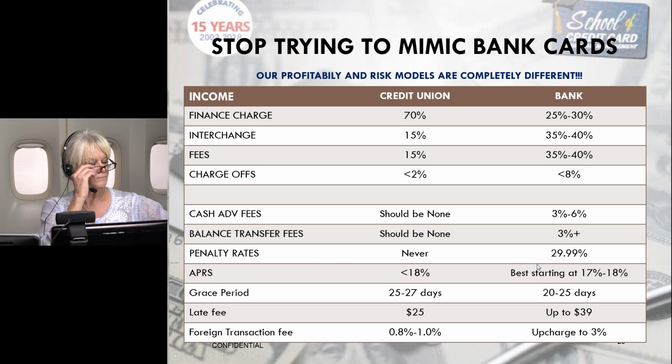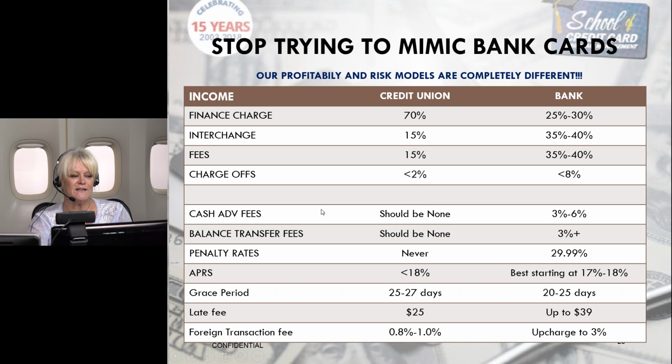All right. Stop trying to mimic the bank cards. And these are some key statistics when I mentioned our profitability models are different. And I'm just drilling this into your head. 70% finance charge, 15% interchange, 15% fees. Banks don't really care about interest, maybe 25 to 30%. Their interchange and fees represent 70 to 80% of their entire profitability.